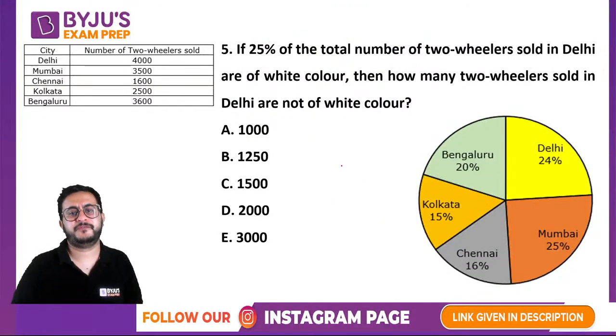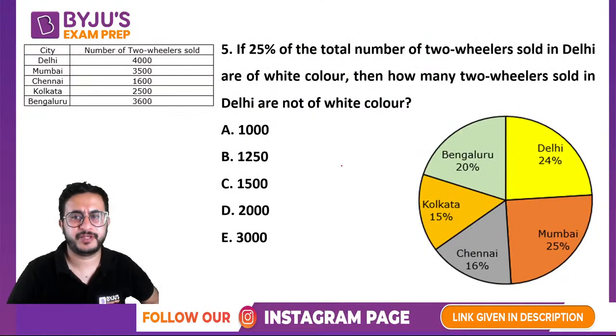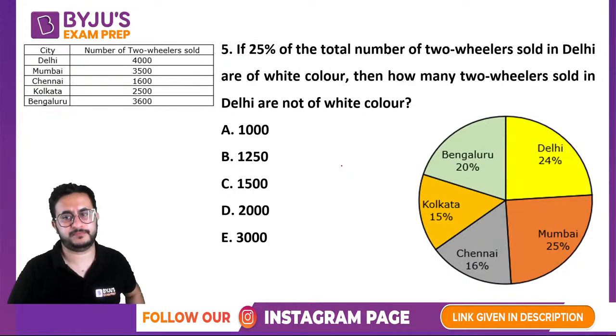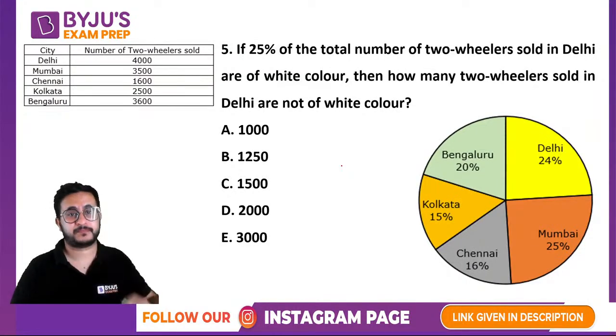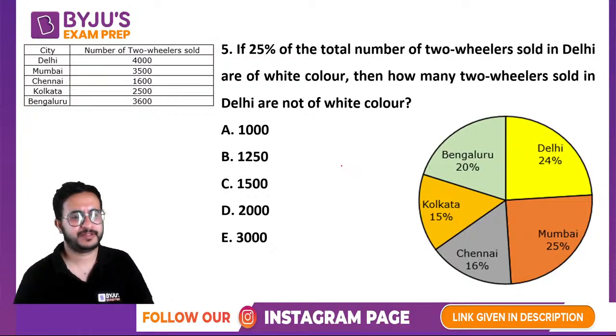If 25% of the total number of two-wheelers sold in Delhi are of white color, how many two-wheelers sold in Delhi are not of white color? It's a very simple question.